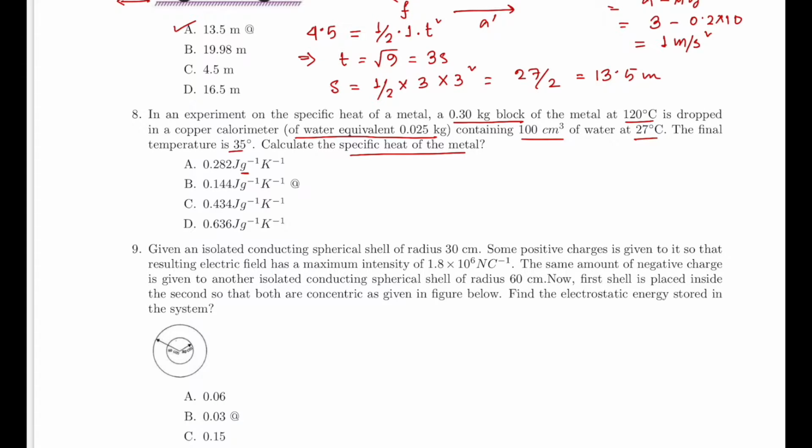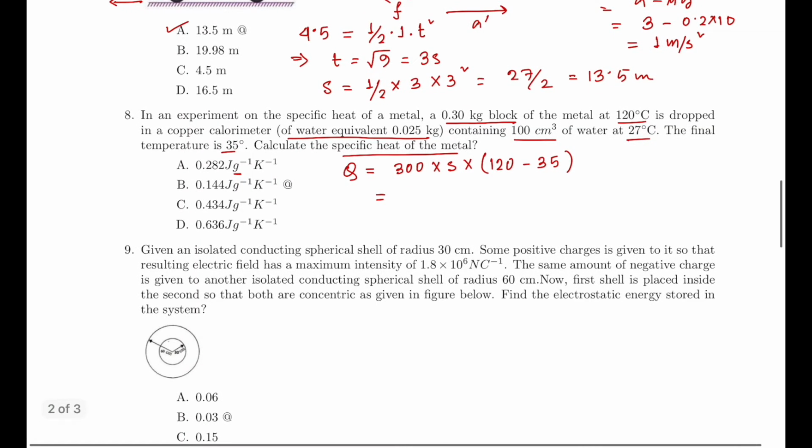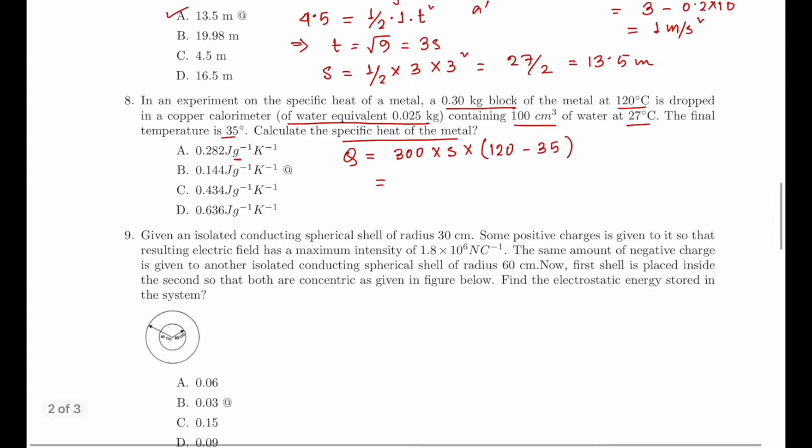Now the heat that the metal releases when cooling from 120 degree centigrade to 35 degree centigrade is mass, which is 300 grams, into the specific heat S into 120 minus 35. That must be the same as the heat taken by the calorimeter with water.